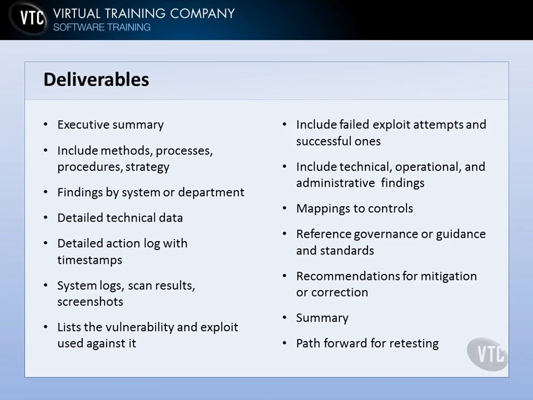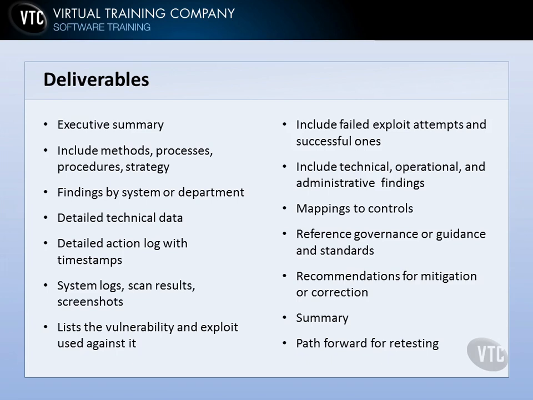You may want to include all of your technical, operational, and administrative findings, not just technical findings, but findings against weak operational procedures or weak administrator policies and so forth, because those count too toward vulnerabilities. In some cases, a team will put the mappings to any controls like NIST controls or DoD controls so that for compliance purposes, the organization can map those vulnerabilities and exploits back to a security control.